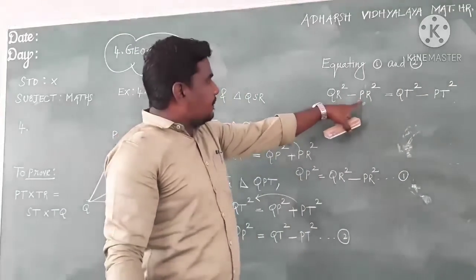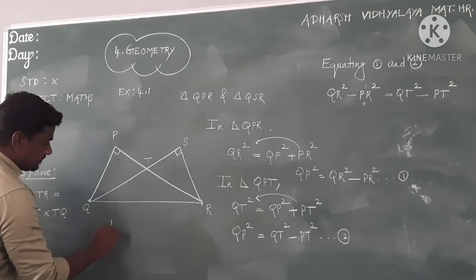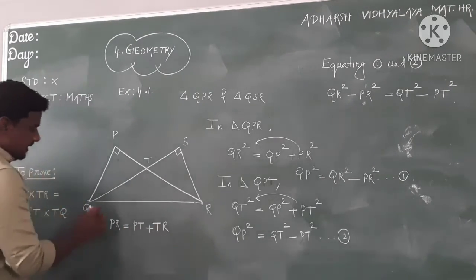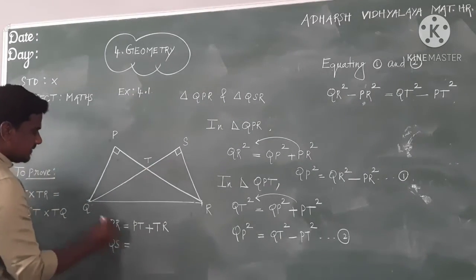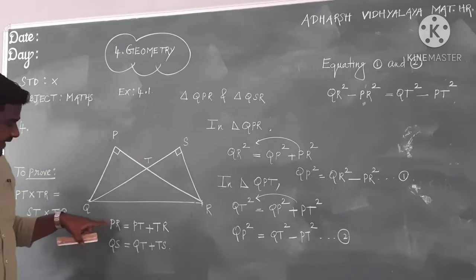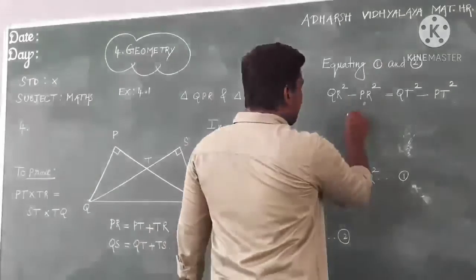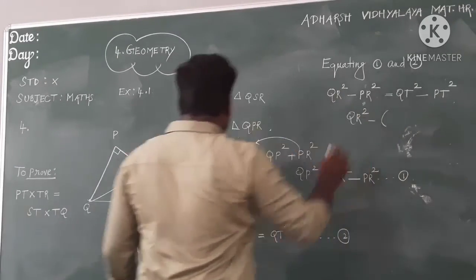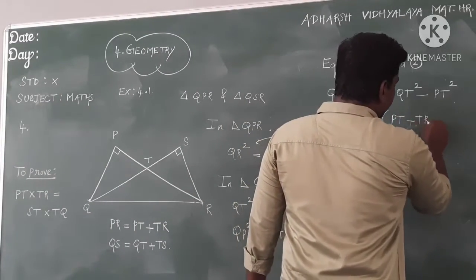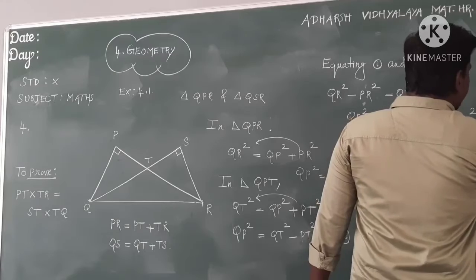Okay. From here, what is PR? PR is equal to PT plus TR. Similarly, QS is equal to QT plus TS. I am going to take this result, PR, and assign PT plus TR instead of PR. So QR square minus, instead of PR square, PT plus TR the whole square, is equal to QT square minus PT square.